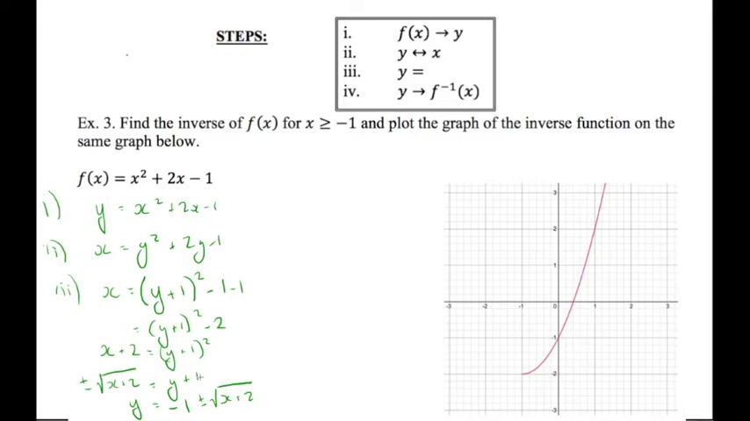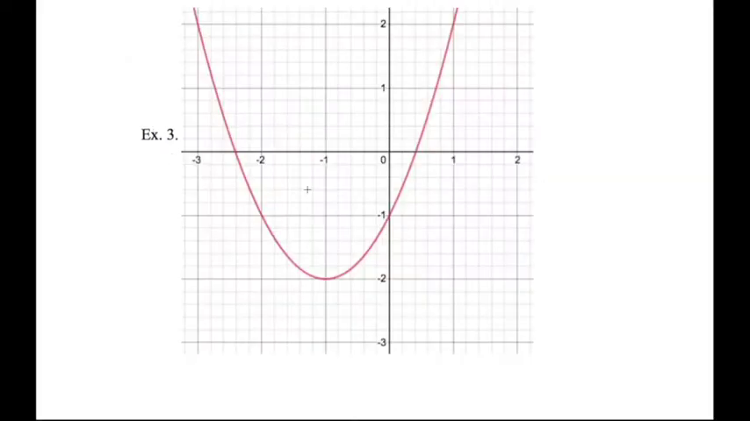Let's take a bit of a break now, because we want to explore what this plus minus means and whether it's correct. To do that, let's first look at our original function, this x squared plus 2x minus 1. What does the graph of that look like? It would look like this. It would have a turning point at minus 1, minus 2, just here.